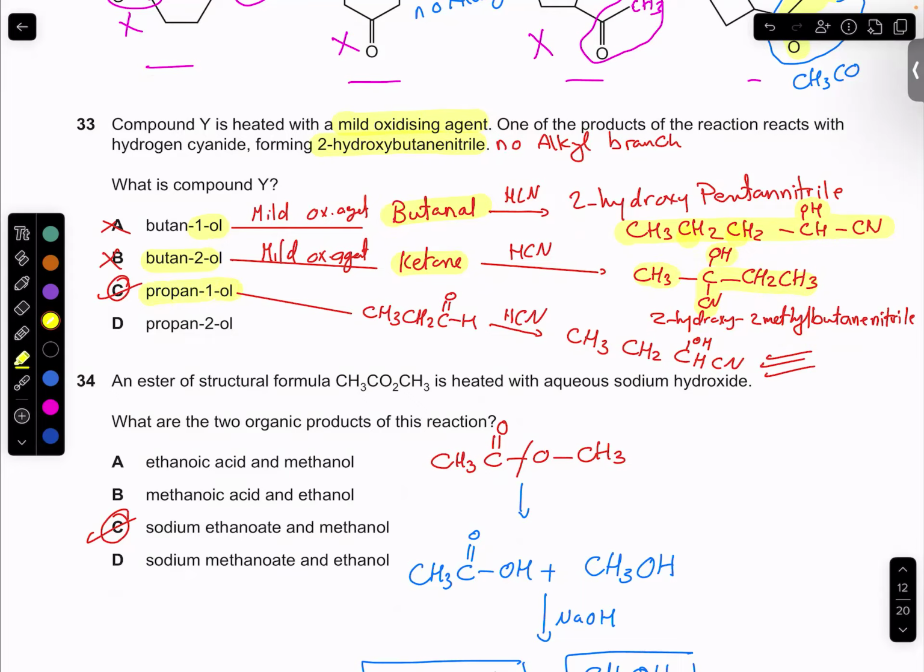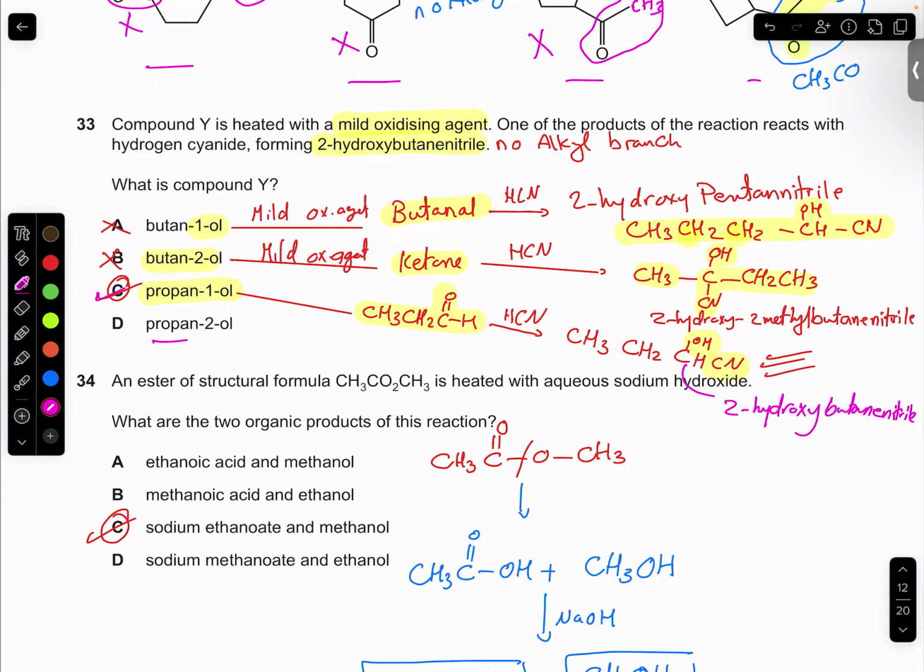For propan-1-ol, with a mild oxidizing agent, it gives propanal, this compound. If you add HCN, the OH will be added on the second carbon and CN will be added to the chain. So instead of propane, it will be butane, it will be 2-hydroxybutane nitrile. Okay, so the answer is C.